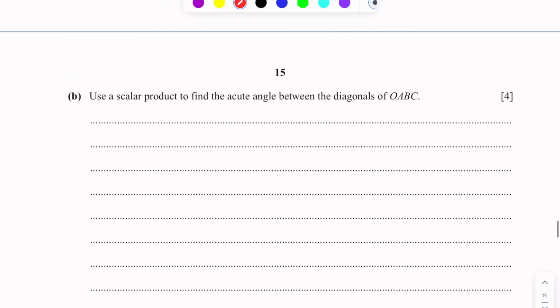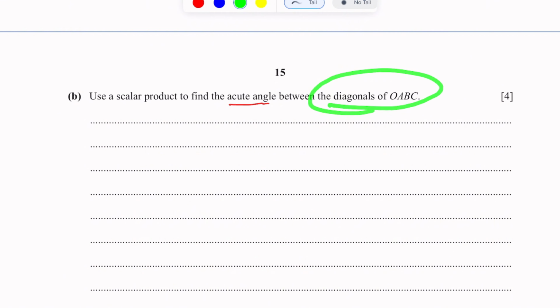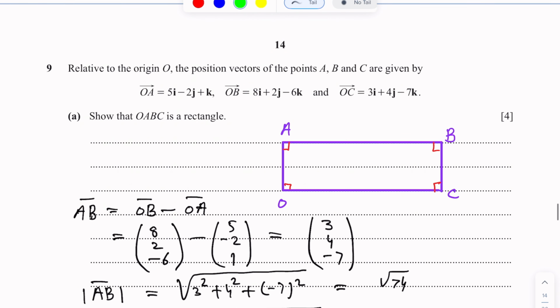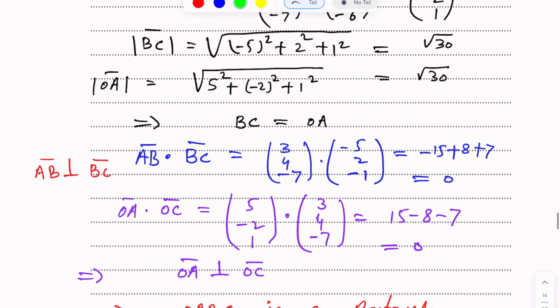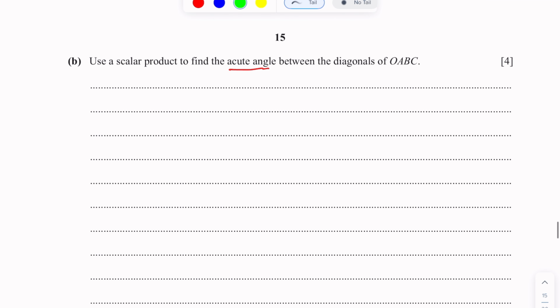We move to the next part of this question. Part B: use a scalar product to find the acute angle between the diagonals of OABC. We have to find the acute angle between the diagonals of OABC.